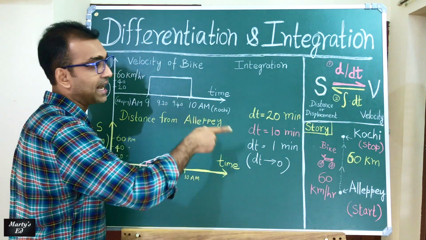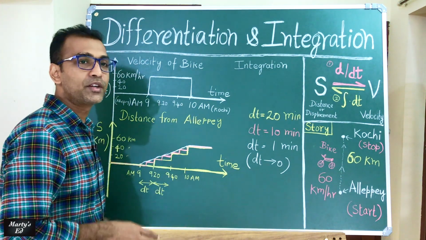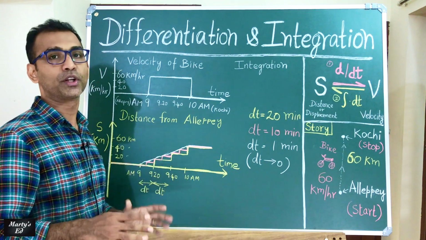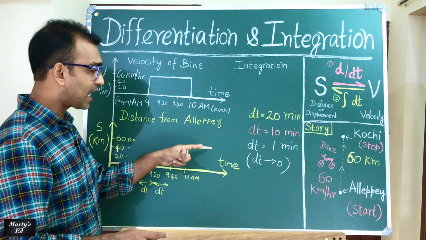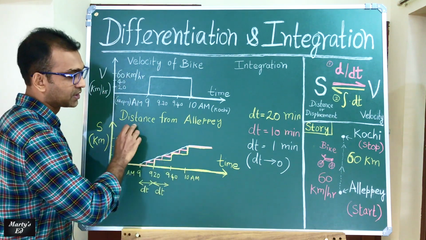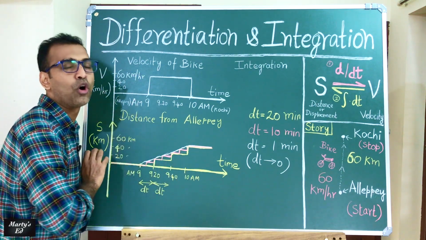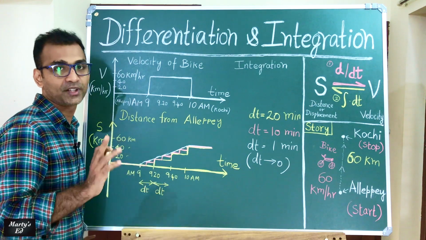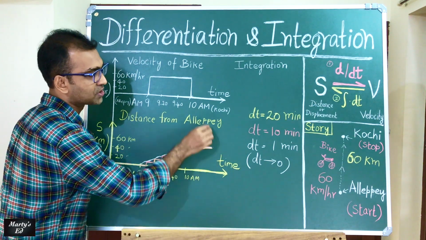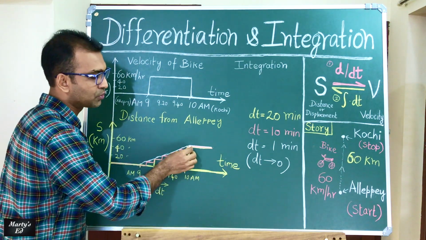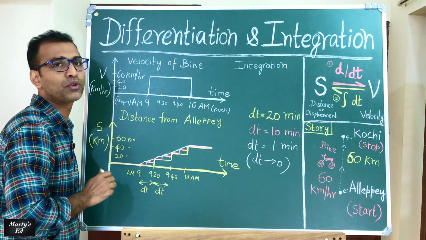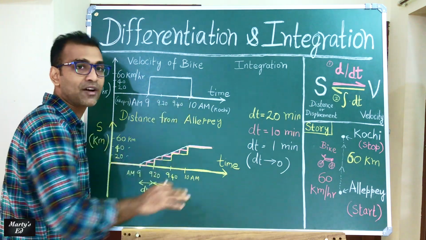Say I reached Kochi and I remain in Kochi for life long. I'm not going to move anywhere. I'm going to stay there. So what happens to this? The distance traveled from Alleppey is always going to remain at 60 kilometers, right? So this will never change if I don't travel or go anywhere. It is going to remain at 60 kilometers for time infinity if I do not travel or go anywhere in the bike.